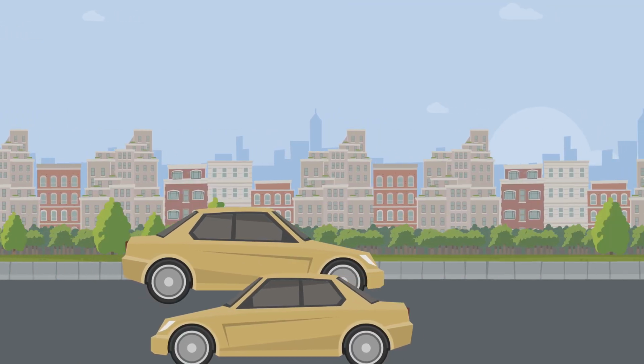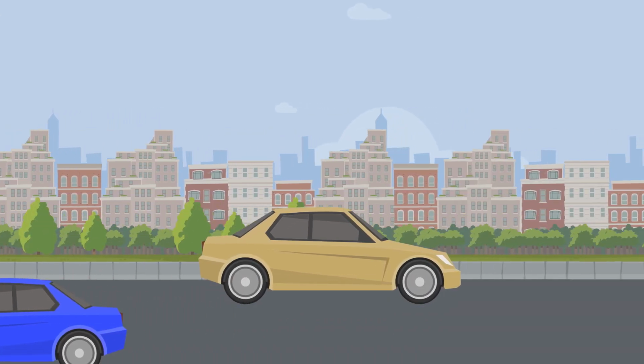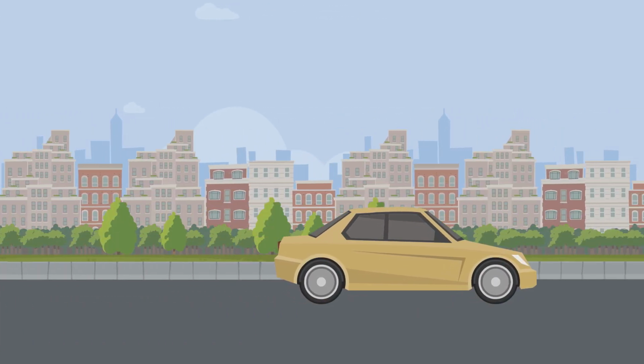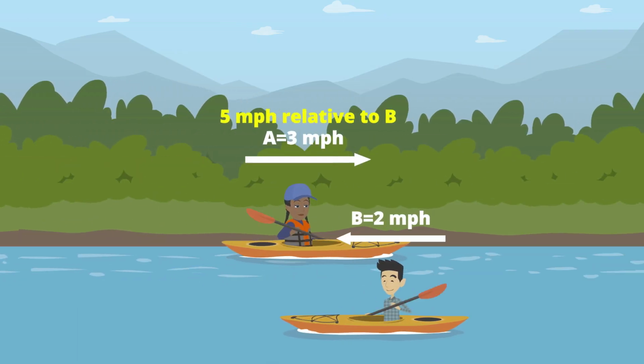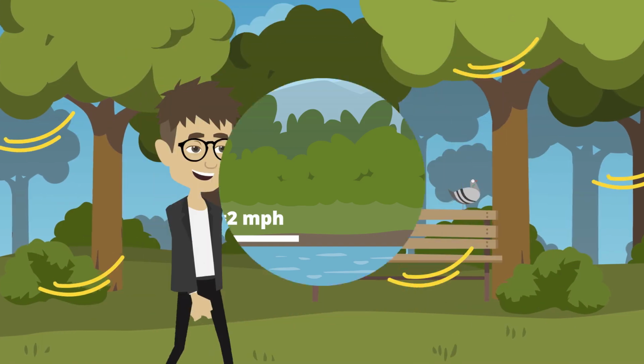Why it's helpful. This example demonstrates how vector subtraction is used to determine the relative velocity between two objects moving in opposite directions. By flipping the direction of boat B's velocity, we accurately calculate how fast boat A is moving relative to boat B. Example 2.